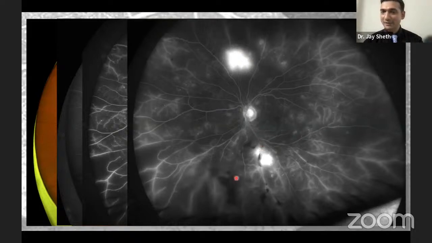At the same time, if we look at this hypofluorescent area, there is complete masking of the background retinal and choroidal circulation. That means the lesion is in front of the retina. So that is a vitreous hemorrhage causing the masking. And if we look in the far periphery, the blood vessels are seen very clearly, but there is hypofluorescence. So there is a capillary filling defect in this area.